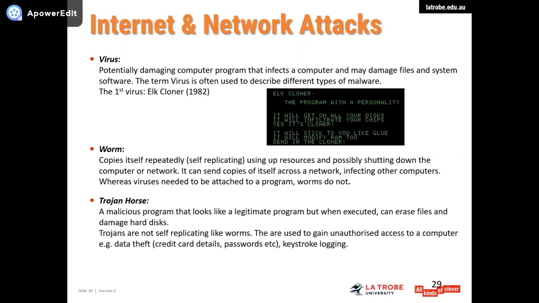Next is worm. A worm can copy itself repeatedly, using up resources and possibly shutting down the computer or network. It can send copies of itself across a network, affecting other computers, whereas a virus needs to be attached to a program, but a worm does not. So actually, worm is a subset of the virus. As I pointed out, a virus is less dangerous because it needs to be spread by some program. For example, if you download a hacked game, it may contain a virus. But a worm does not spread in this way.